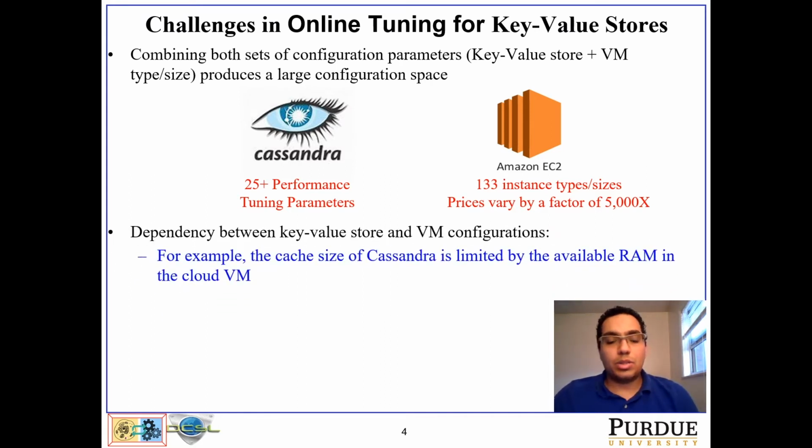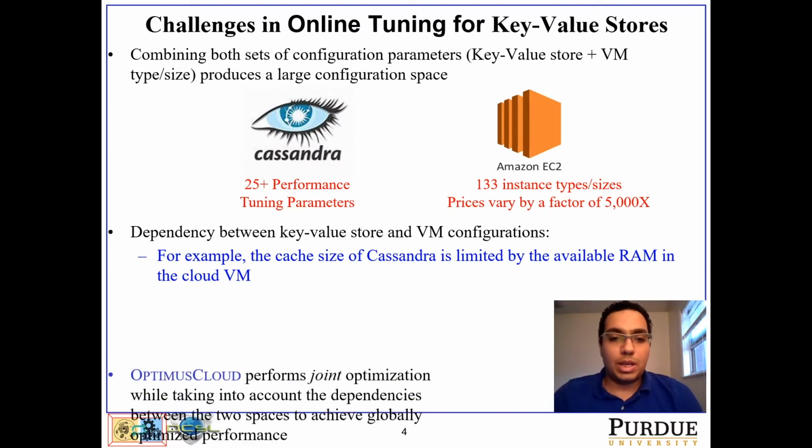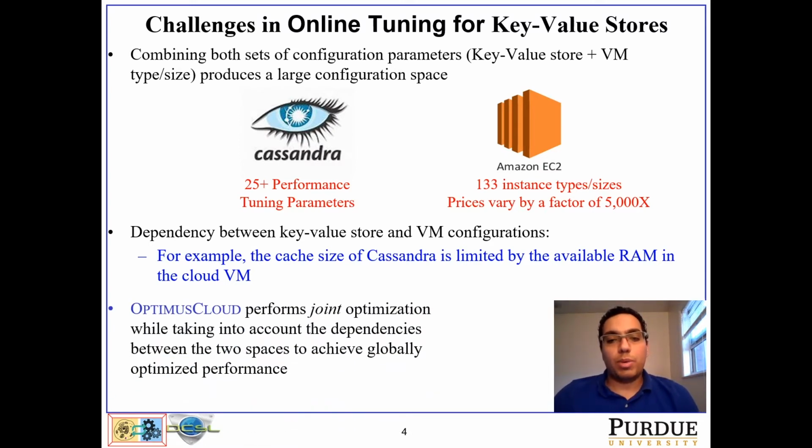The second challenge is the dependency between the key value store and the VM configurations. For example, the cache size of Cassandra will be limited by the available RAM in the cloud VM, which is controlled by its type or size. What Optimus Cloud does is it jointly optimizes these two configuration spaces while taking into account the dependencies between them to achieve globally optimized performance.